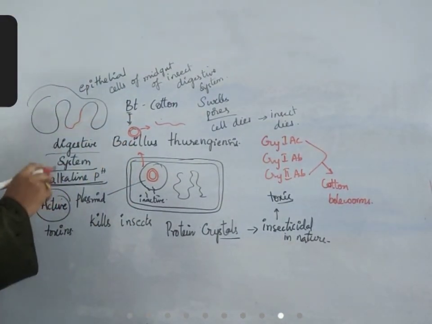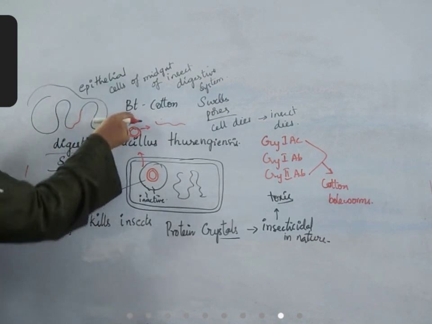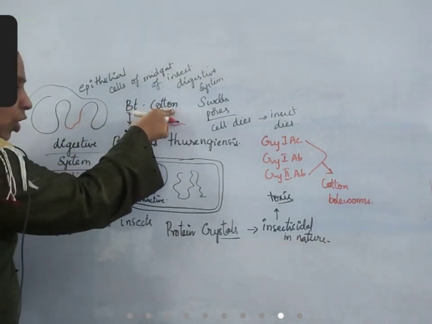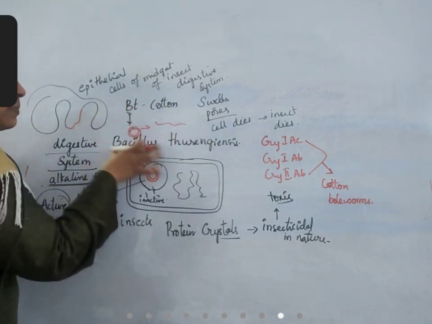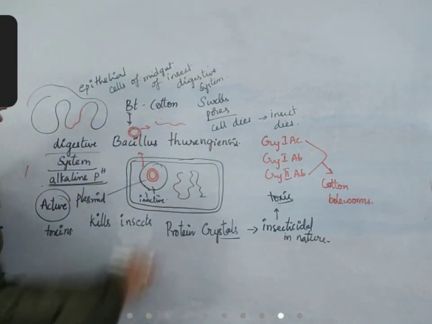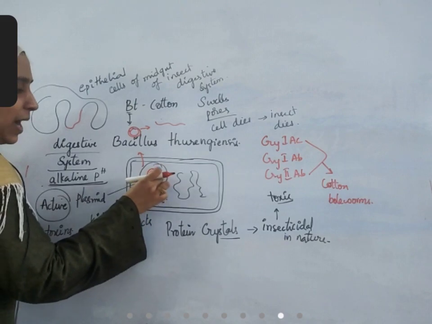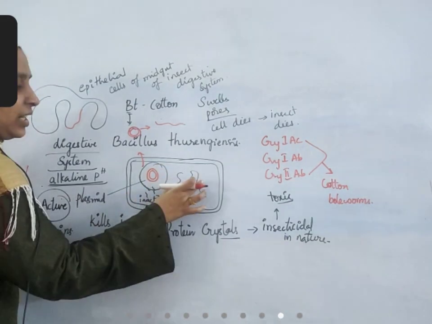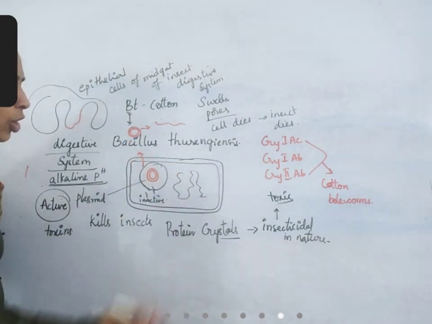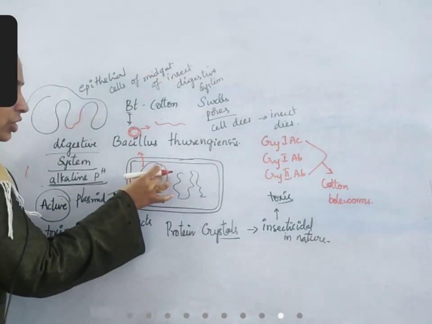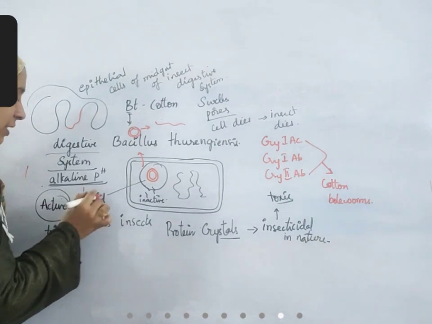Okay. So, I'll show you in short. BT cotton is nothing but Bacillus thuringiensis cotton. This Bacillus thuringiensis is a bacteria. In this bacteria, there is a plasmid gene in addition to the cytoplasmic gene. Circular DNA is present in all bacteria. That circular DNA is called a plasmid.